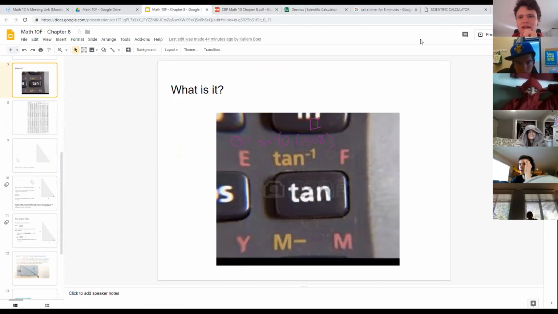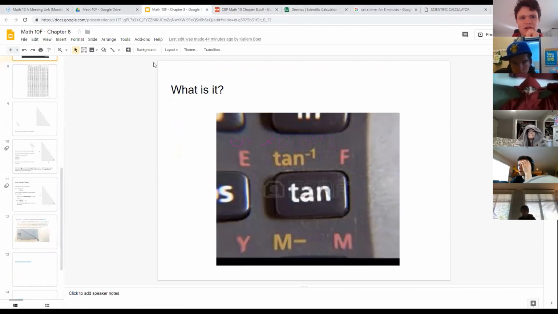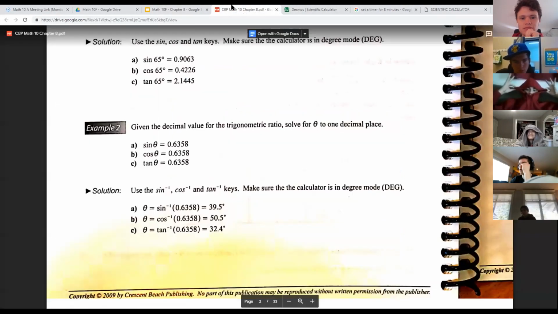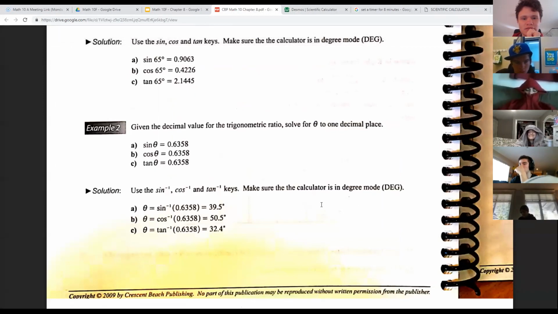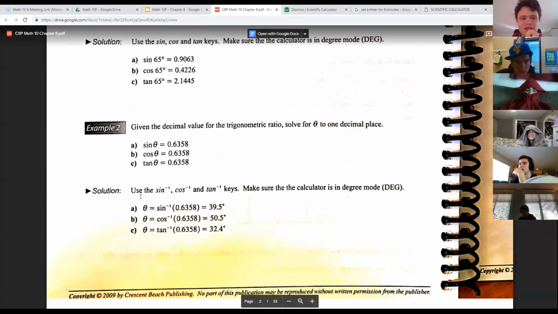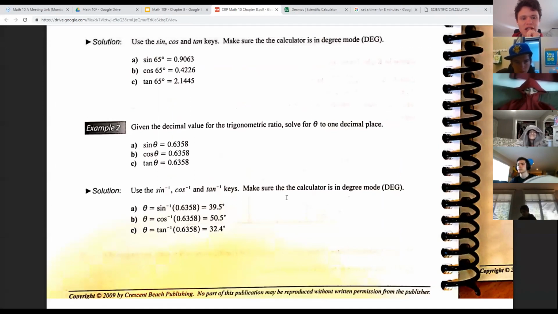If you have a calculator that looks something like this, see how the tangent button is there, and above it is the inverse tan to the -1. So you have to find your shift button and then press that to do inverse. Good. So there's your answer. Theta equals the inverse sine of those things.